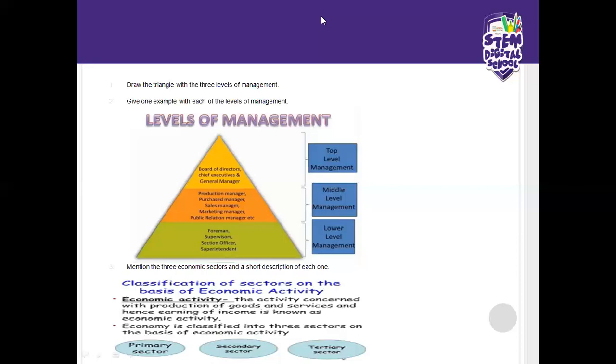Okay, and then the next question was mention the 3 economic sectors and a short description of each one. I've put that in front of you, but you need actually to listen to what I'm saying now. So if you have mentioned primary sector, secondary sector, and tertiary sector, there's 3 more marks. So just by mentioning the 3 sectors, you can give yourself another 3 marks.